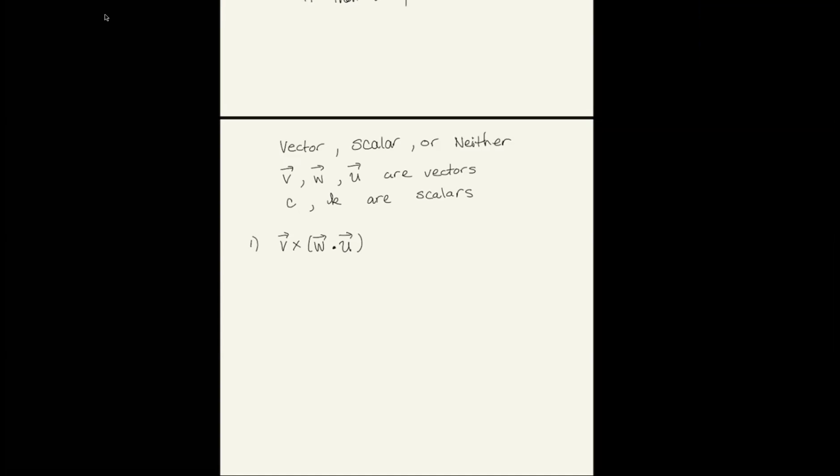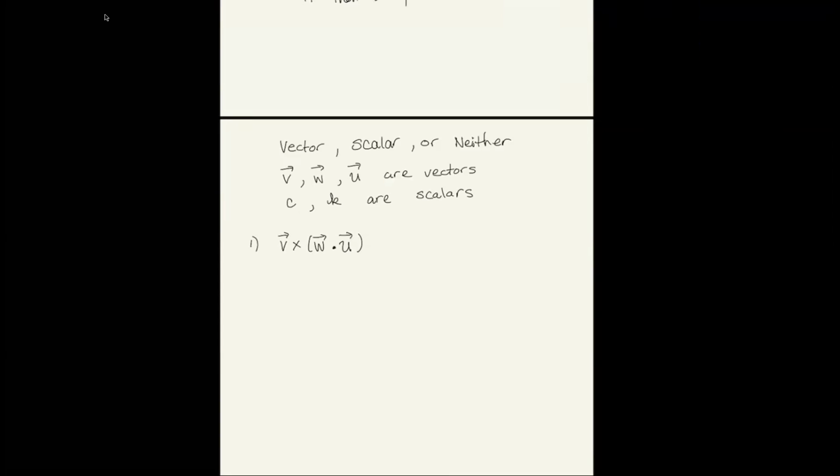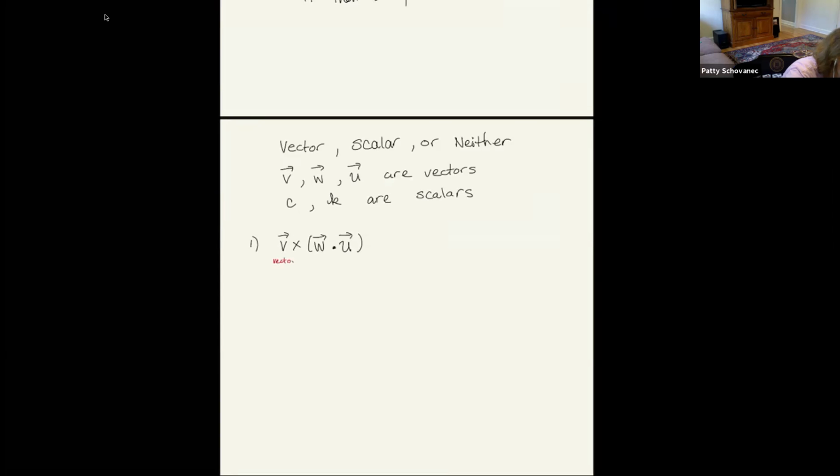That would be neither, right? Because you can't cross a vector with a scalar. Good. This is a vector. This is a scalar. And this is a vector operation. So I can't cross a vector with a scalar. So this one is neither. So everybody chugs, except, who was that? Daniel? Chug your chocolate milk.